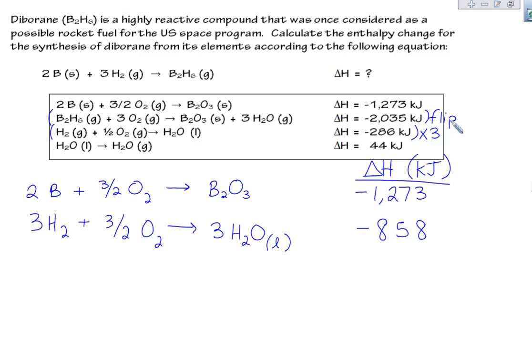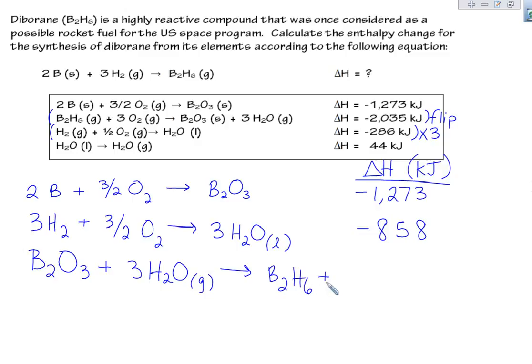I only want one B2H6, so I don't need to multiply it by anything. Let's flip this sucker. So we have, I like this, B2O3 plus 3 waters. I'm going to just make note that this is water now in the gas phase. And then I'm going to have the B2H6 and the 3 oxygens, O2. Okay, so all I have to do is flip the sign of the delta H. So we'll make that positive 2035.